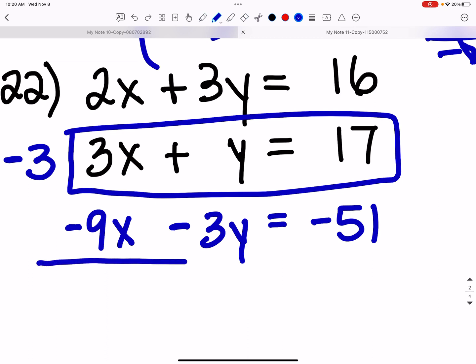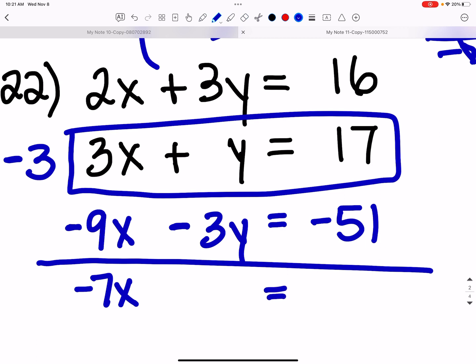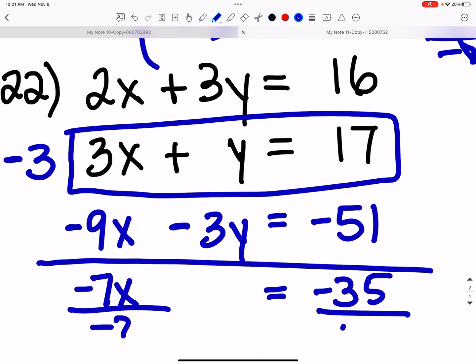All right, now we're going to add up. 2x's and -9x's is -7x's. 3y's and -3y's, the y's are dead. 16 minus 51. Let's see, 16 minus 51 equals -35. We're going to divide by -7 to kill the -7, and x equals 5.